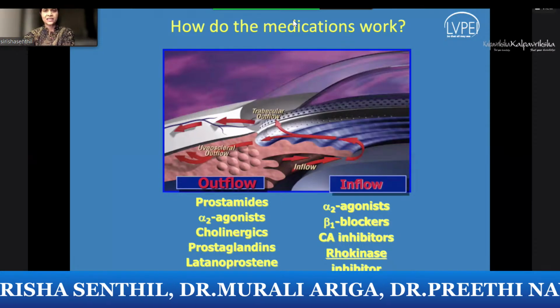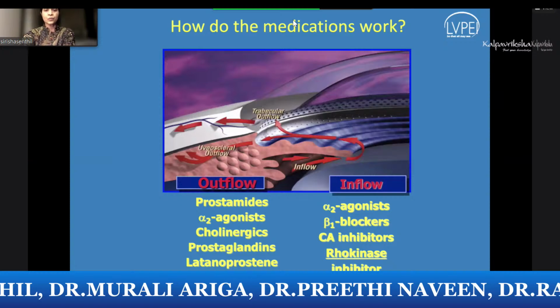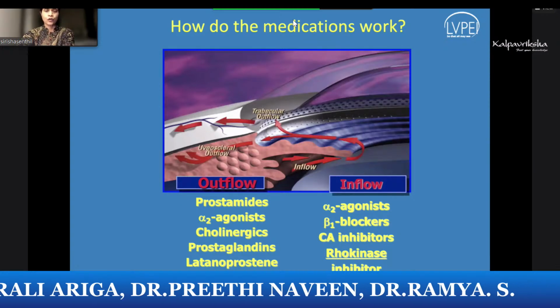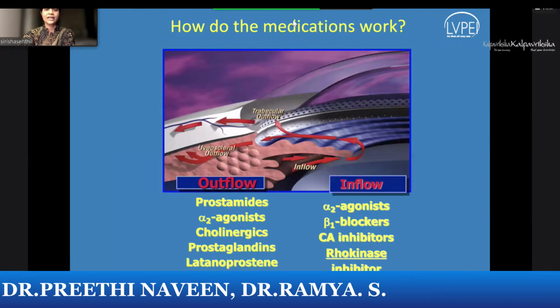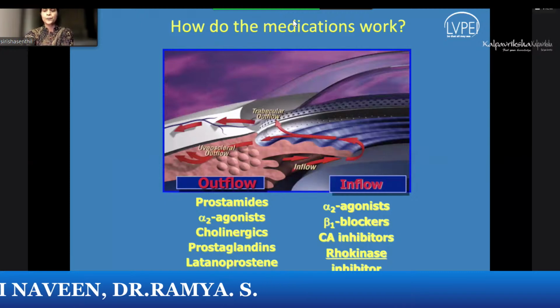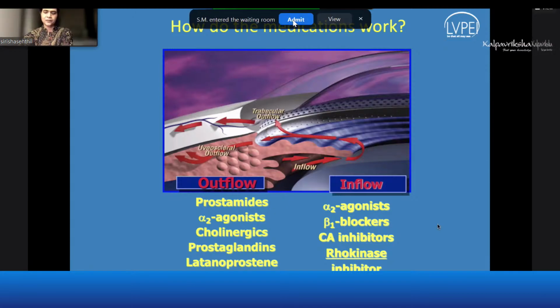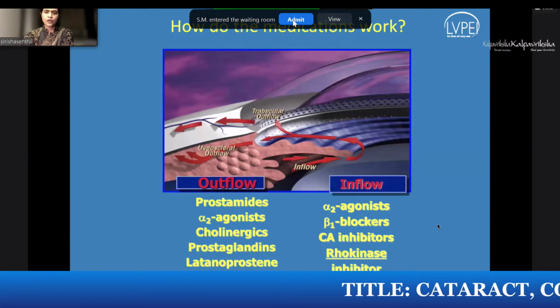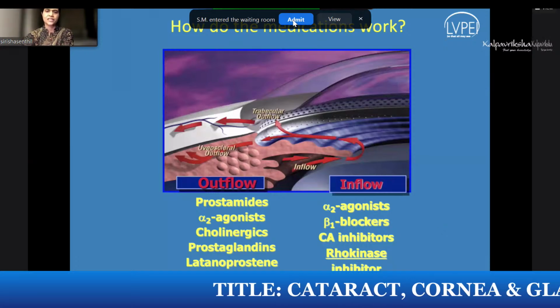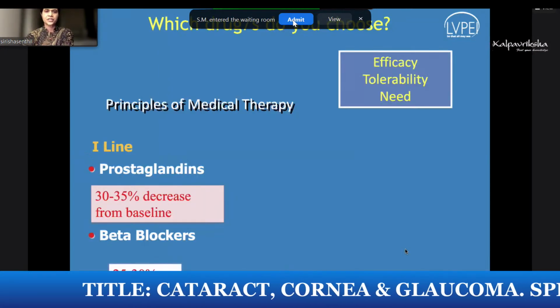All the medications that we use work either by decreasing the inflow, or the production of the aqueous, or by increasing the outflow. So these are the two basic mechanisms by which they have to work. And the drugs that affect the outflow could either increase the trabecular outflow or the uveoscleral outflow. So these are the drugs that are conventionally used.